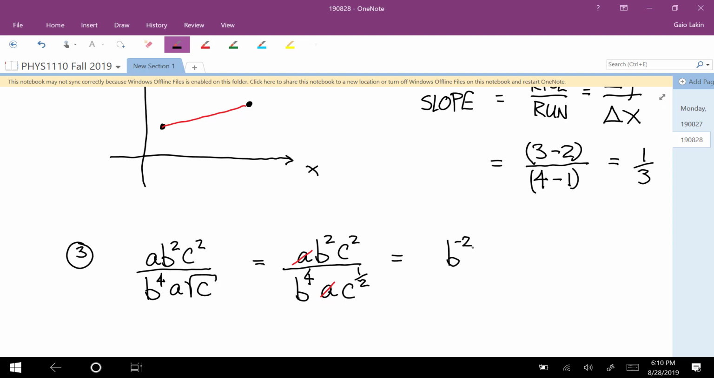And then do the same thing with c. C squared divided by c to the 1/2 is c to the power of 2 minus 1/2. And so we can just write this as c to the 3/2. And there are a few ways to write this. That's not clearly the obvious solution to this unless I give rules for how I want it simplified. But this was just sort of a problem in dealing with exponents.